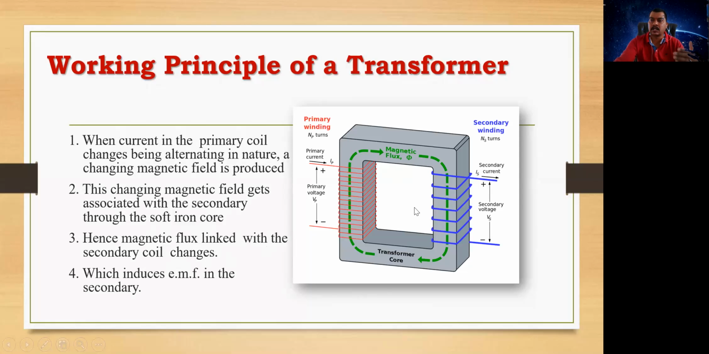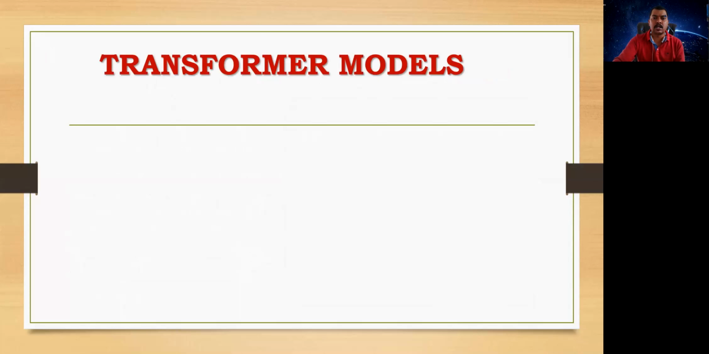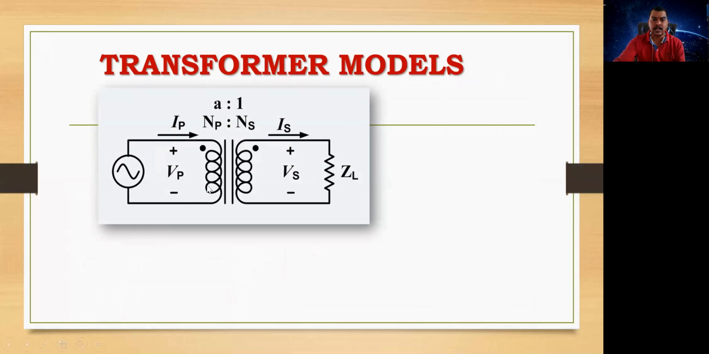EMF means nothing but electromotive force, or we call it the voltage, right? So voltage is induced automatically. AC voltage is induced in the secondary, and this particular phenomenon is called electromagnetic induction, actually the concept of mutual induction. Whenever current is passed through the primary, EMF is induced in the secondary, right? So this is called mutual induction. These are some of the transformer models that we have. And this is how we draw a transformer in a circuit.